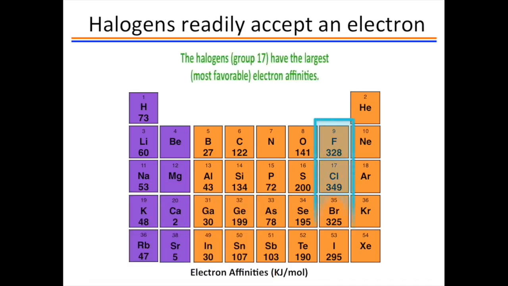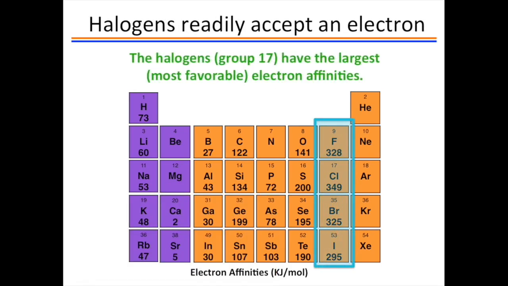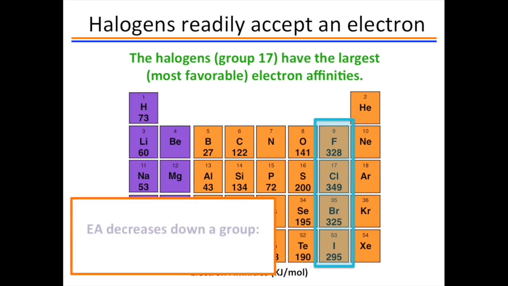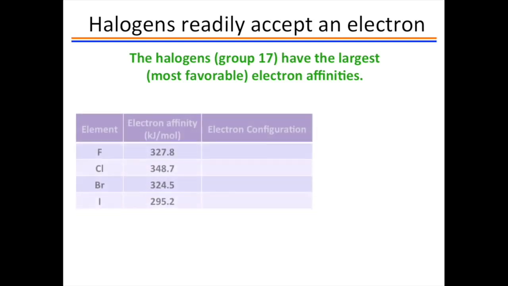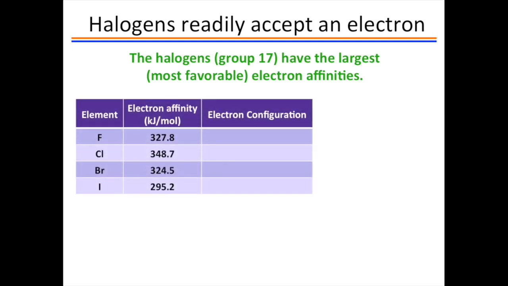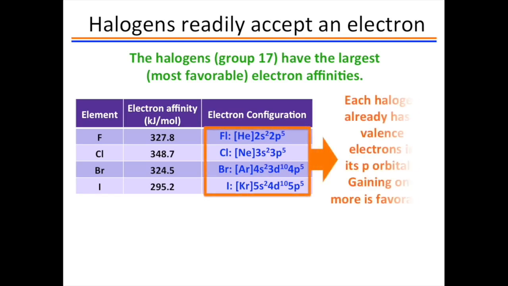In fact, all of the group 17 atoms exhibit favorable electron affinities. These are called halogens. In general, electron affinity decreases as you go down a group, and is consistent with the trends observed in ionization energy and atomic size. We can explain the trend by looking at electron configurations. For each of the halogens, the electron configuration shows a p5 valence shell, so they all readily accept one more electron.